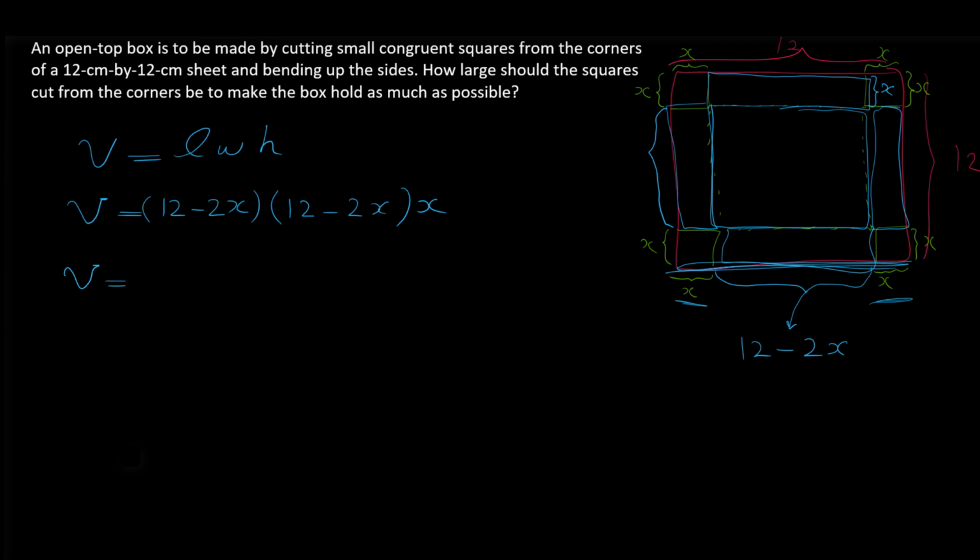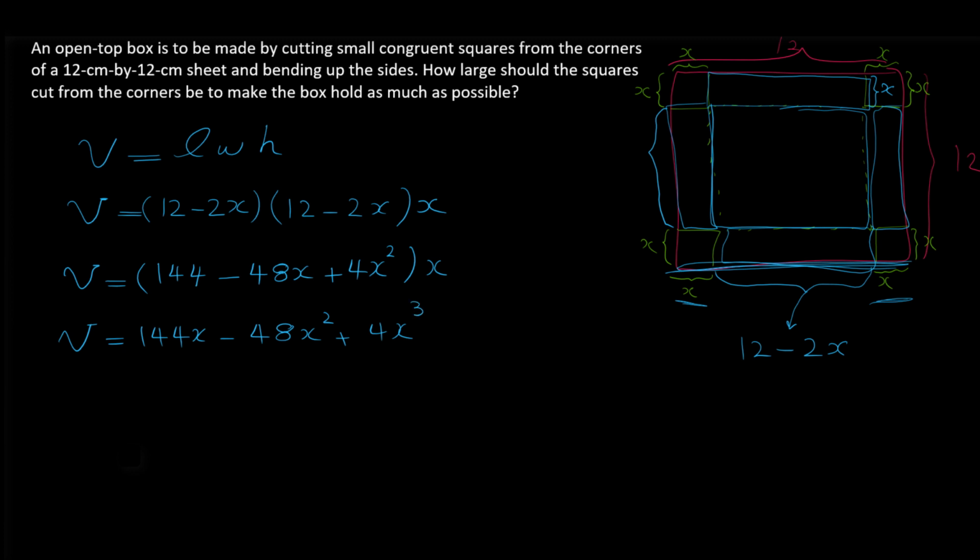If we multiply the expressions in the bracket, we get 144 minus 48x plus 4x^2. And if we multiply x in the bracket, volume would be 144x minus 48x^2 plus 4x^3.